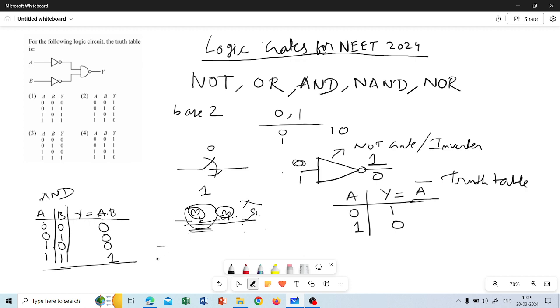This gate is called an AND gate, and this is the symbol. You have to remember the symbol. This is output Y, and this is the symbol for the gate, and this is the Boolean expression A dot B. So similarly, if two bulbs are connected in parallel, I take it like this. Two bulbs are connected in parallel.